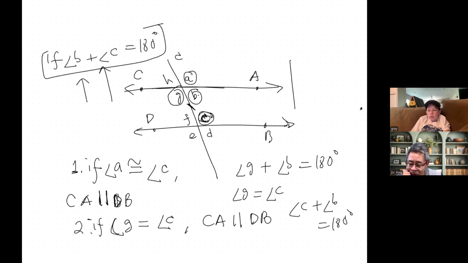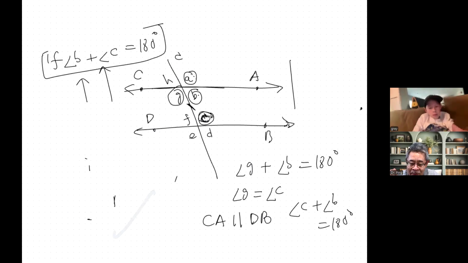Okay, so the first one is talking about corresponding angles: if they are congruent, the two lines are parallel. And now we talk about alternate interior angles: if they are congruent, then the lines are parallel. Good? Okay. So we have those two, basically saying how we know two lines are parallel.